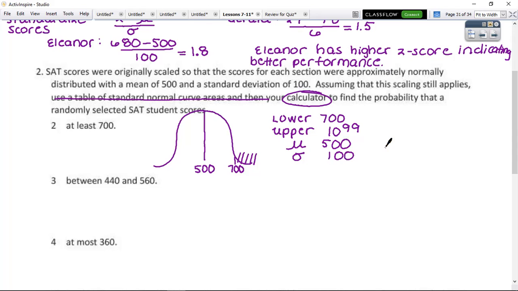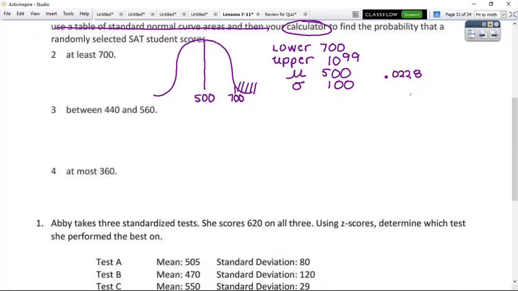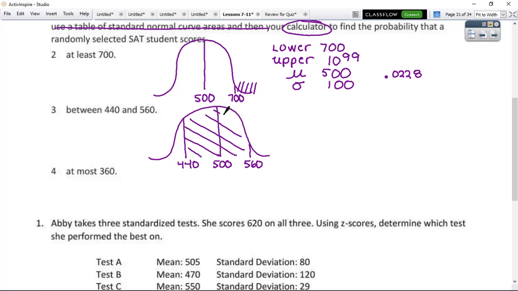And I have an answer here of 0.0228, which again, that makes sense because it's hard to score that high on SATs. So it should be a small percentage. Now I'm going to do it again. In between 440, 560. What I'm hoping by doing a bunch of these is it's building your confidence with them. Because they are not bad to do. You just need some practice and repetition.